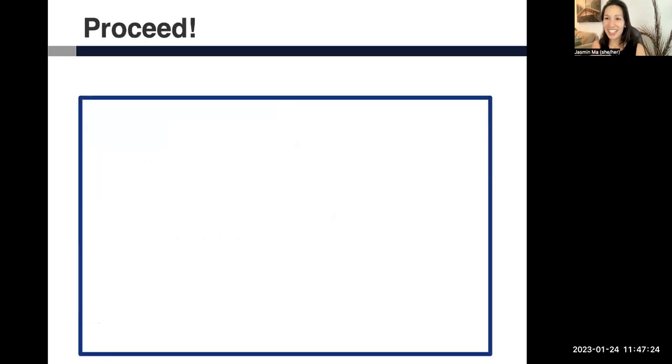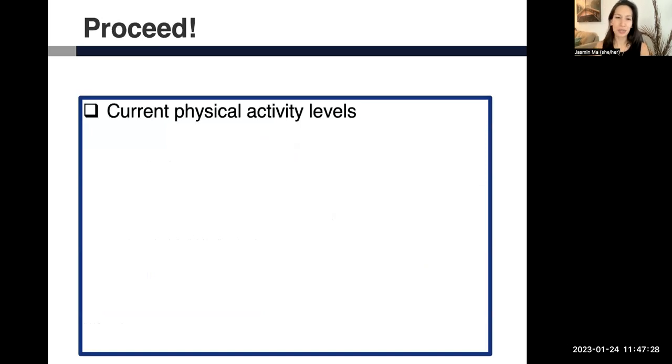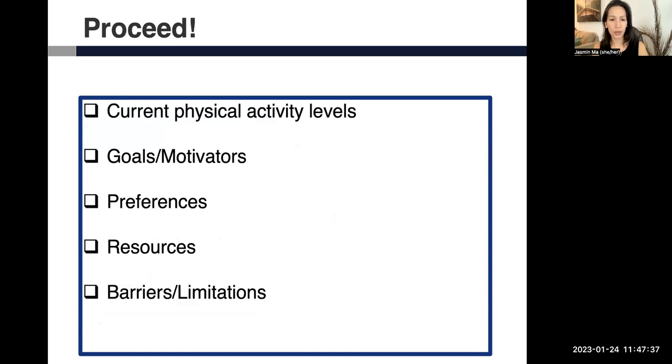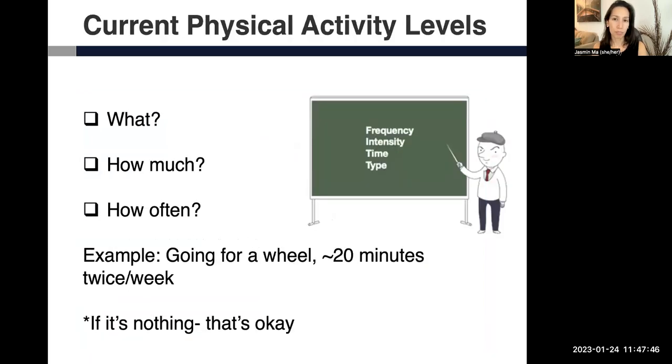Now, if you got the yes and you said, yeah, we're here to talk about physical activity, great, we can move towards the ProACTIVE model. And we can start talking about all these fun things around what you're currently doing for physical activity, what you'd like to do, how you'd like to do it, what you have available to you, some of the things that might get in the way, and how we might put together a plan to move forward.